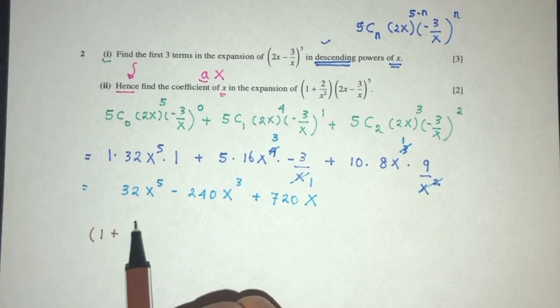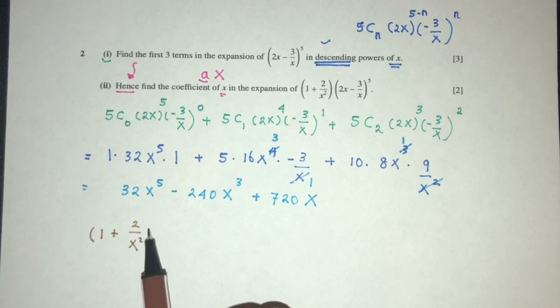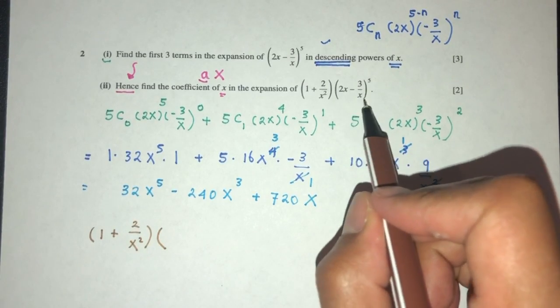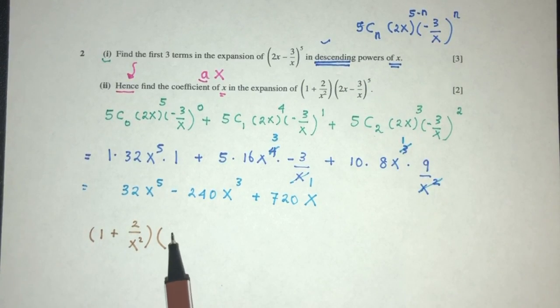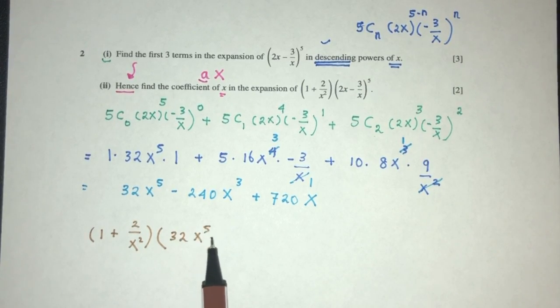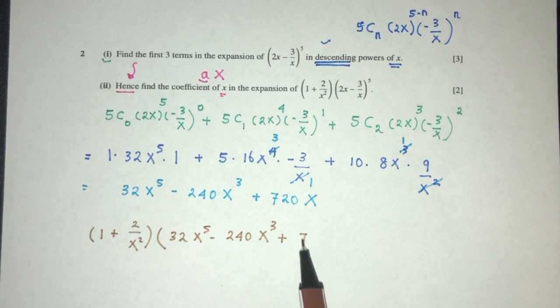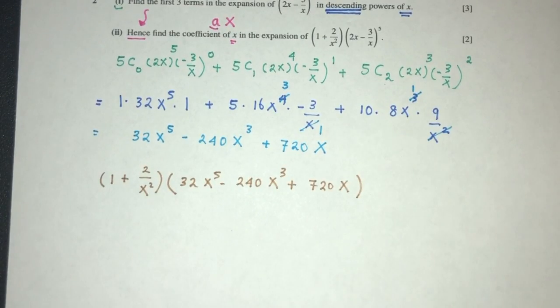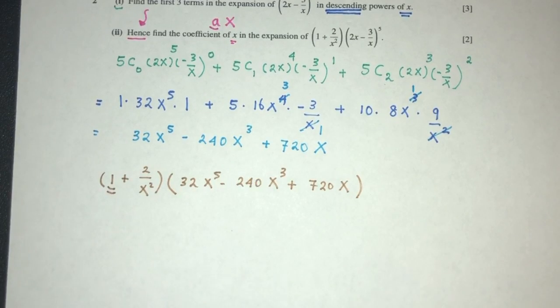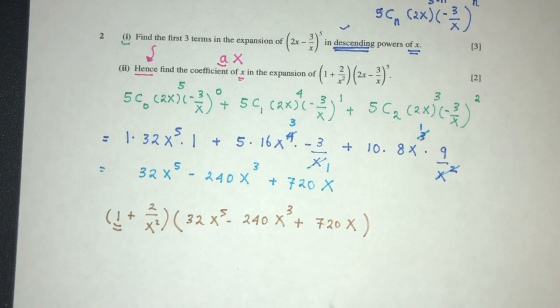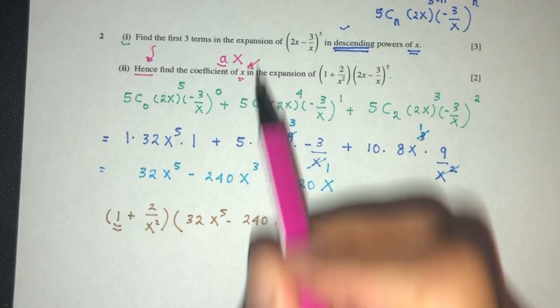We have 1 plus 2 over x squared multiplied by this. Now, this is the same thing from part 1, and we realize that this is actually 32x power 5 minus 240 x power 3 plus 720x. Now we have to expand one by one. So first we have to take 1, multiply by something. Now again, if you think, we only care about the term in x. So we don't need to do everything.